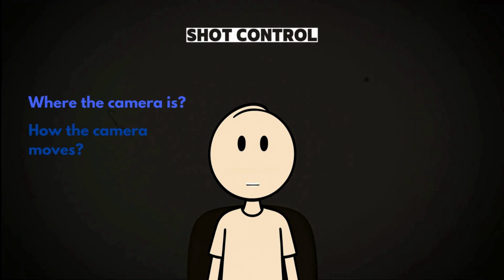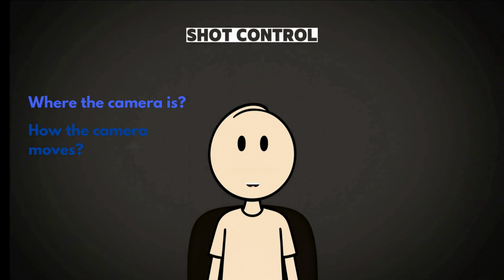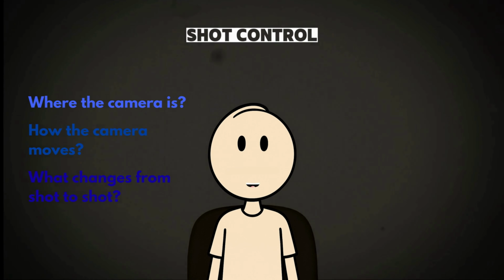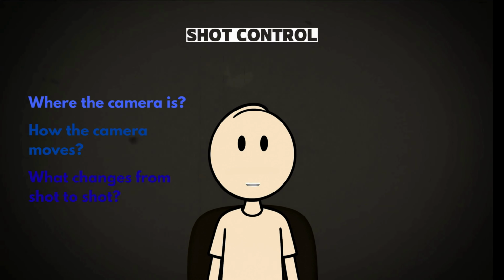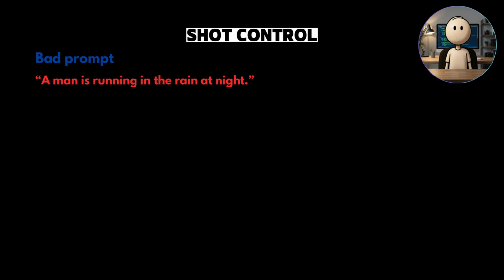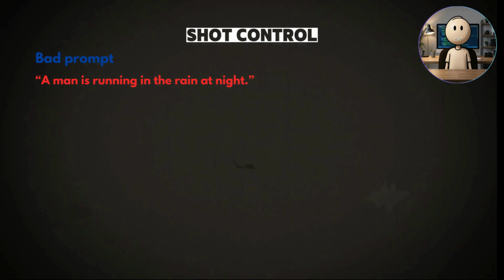2. How the camera moves. Static, push-in, handheld tracking, orbit. This sets the emotion. 3. What changes from shot to shot. This tells Sora the flow and allows it to build momentum instead of repeating itself. Let me show you the difference. Here's what most beginners write. A man is running in the rain at night. Sora 2 will create something, but it might not match your intention at all.